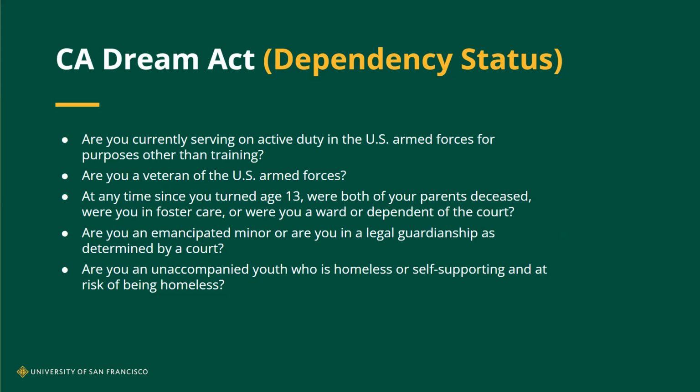Are you a veteran of the U.S. Armed Forces? At any time since you turned 13, were both of your parents deceased? Were you in foster care or were you a ward or dependent of the courts? Are you an emancipated minor or are you in a legal guardianship as determined by a court? Or are you an unaccompanied youth who is homeless or self-supporting and at risk of being homeless? If you answer yes to any of these questions, you are considered an independent student and will not need to provide parental information. If you answered no to all of these questions, you are considered a dependent student and must provide parent information on your application for the application to be complete.